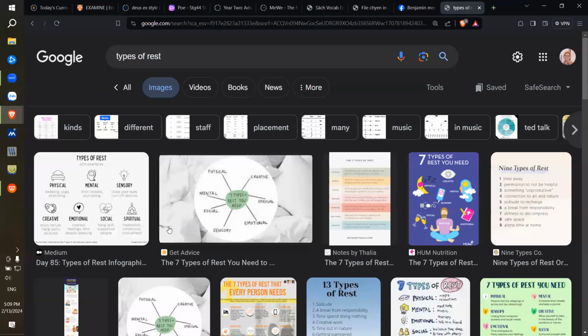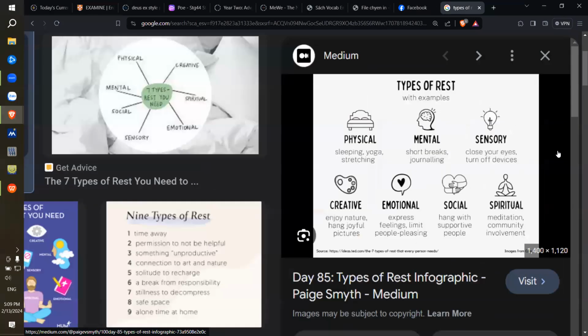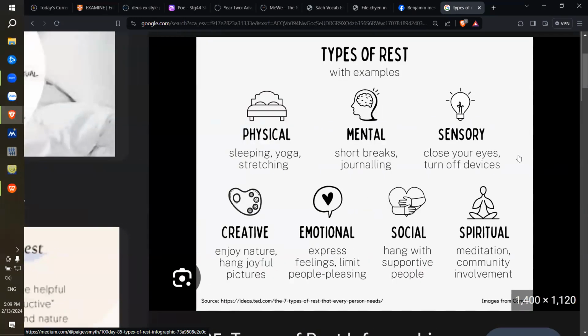So, for example, here you have physical rest. So you rest your body, okay? Like sleeping, yoga, stretching, yeah, like that. Physical rest, nghỉ ngơi về mặt thể chất.